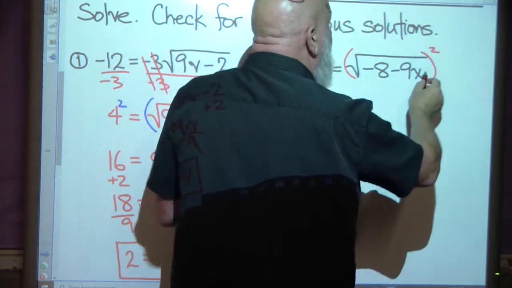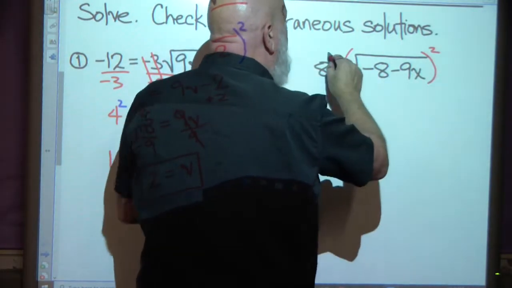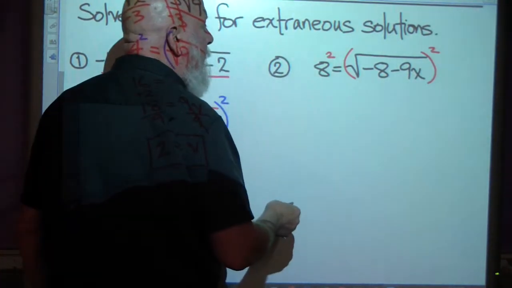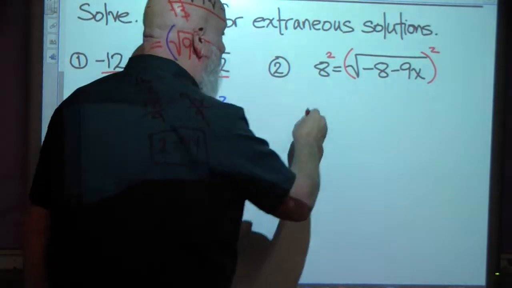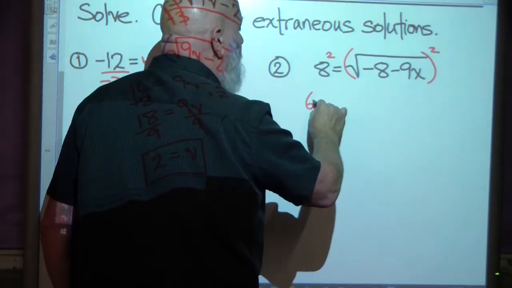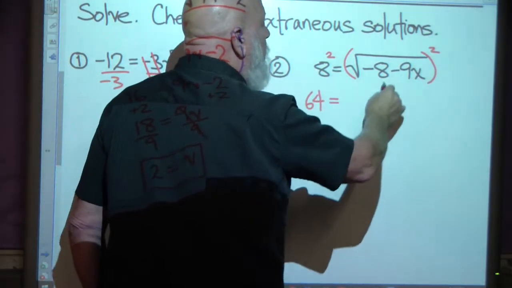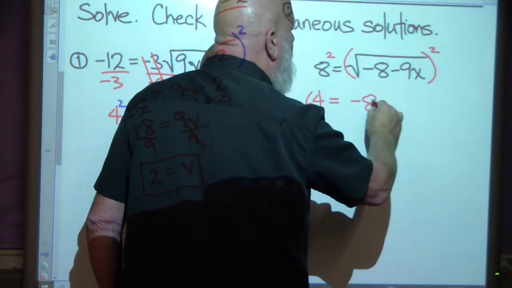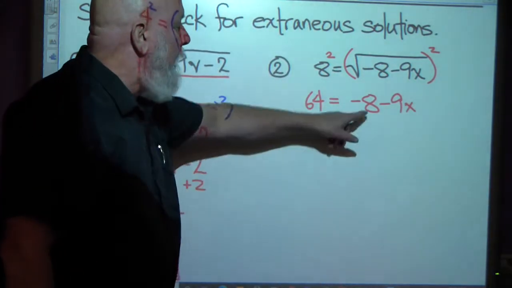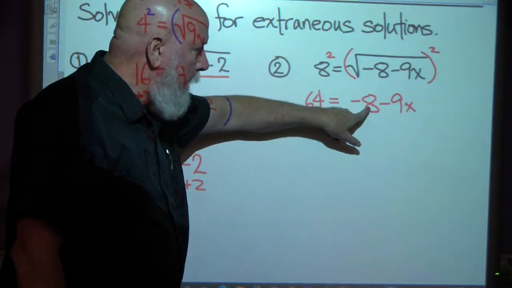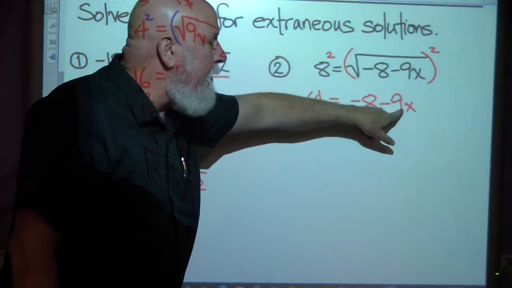As soon as I do this, this radical disappears. But I've got to square the other side just to stay in balance. 8 squared is 64. I almost said 16, so watch out for that. 8 squared is 64 is equal to -8 minus 9x. And now I've got a pre-algebra problem. I'm going to add 8 to both sides and then divide both sides by -9.